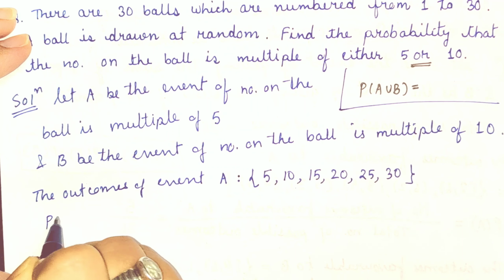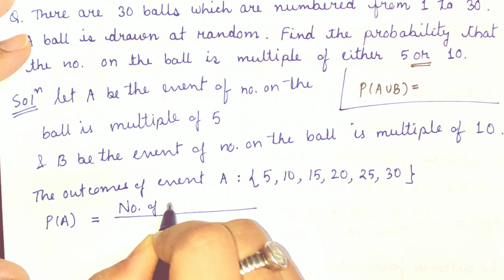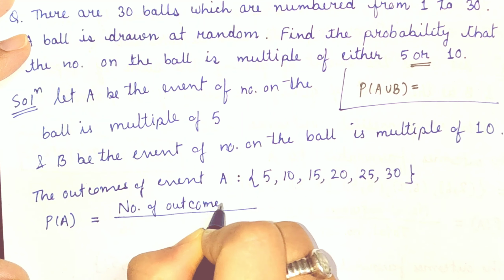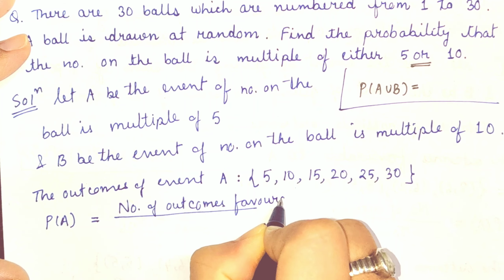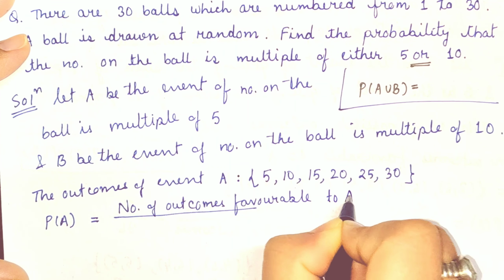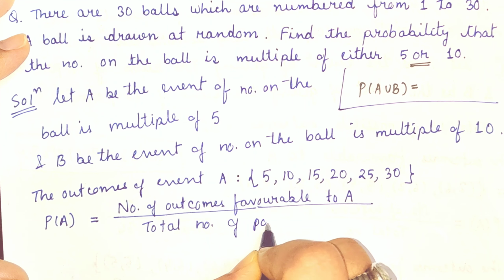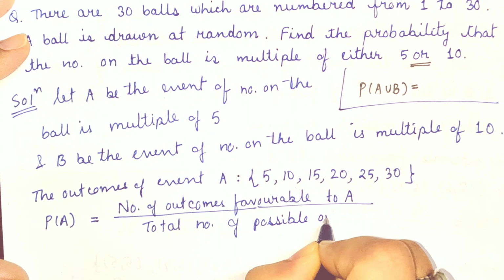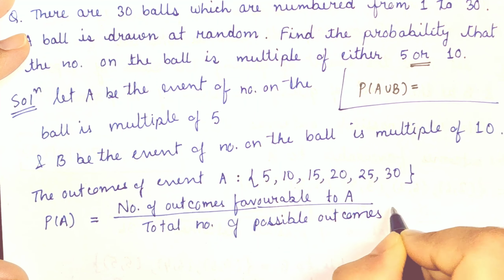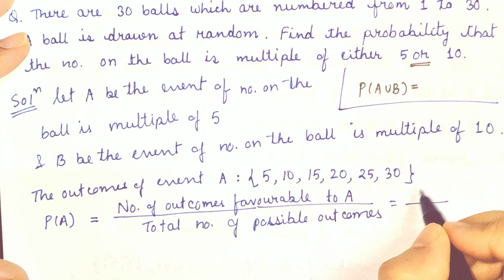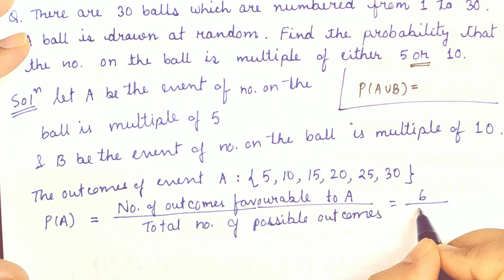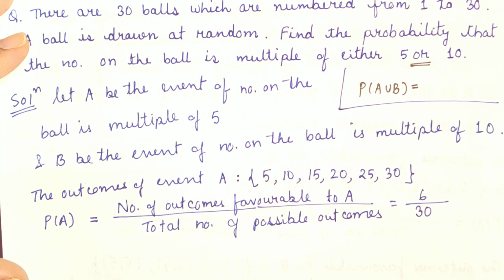P(A) will be the probability of the event A, and by the mathematical approach to probability, we can write P(A) is equal to the number of outcomes favorable to A divided by the total number of possible outcomes. Here the total number of possible outcomes is equal to 30.